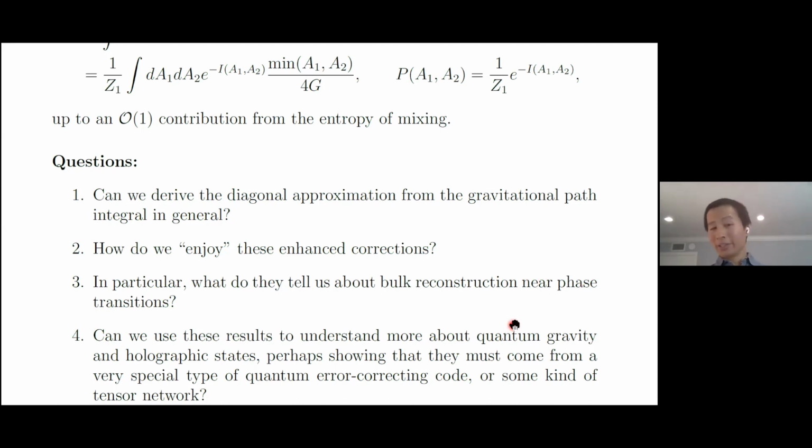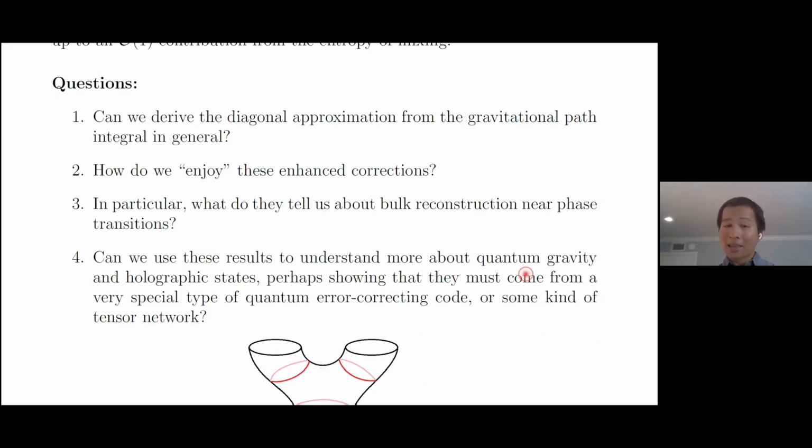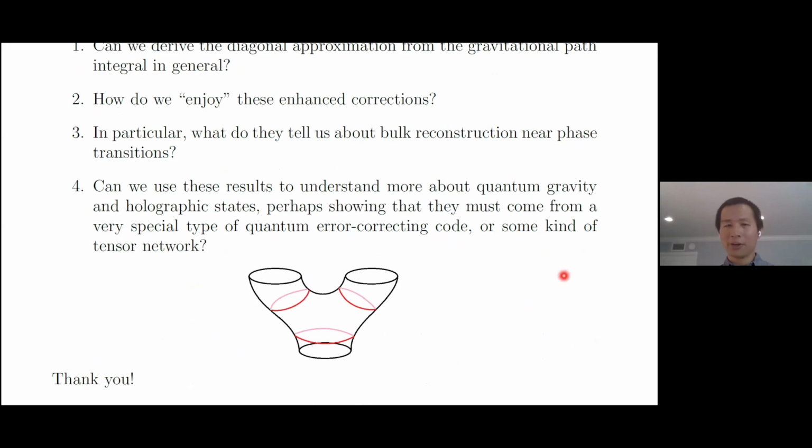And more generally, can we use these to understand more about quantum gravity on holographic states, perhaps showing that they must come from a very special type of quantum error correcting code, especially near a phase transition, and maybe using some kind of toy model like tensor networks to mimic these. So let me end here and thank you all for your attention. And I'm sorry for slightly running over the time, but I'm happy to take more questions.